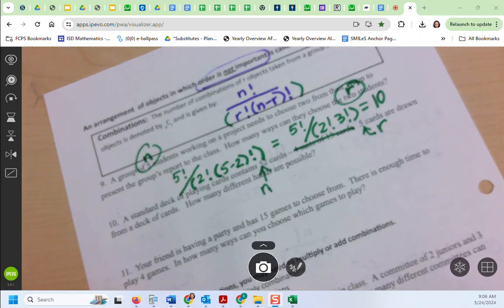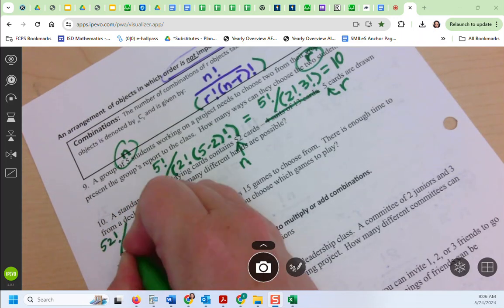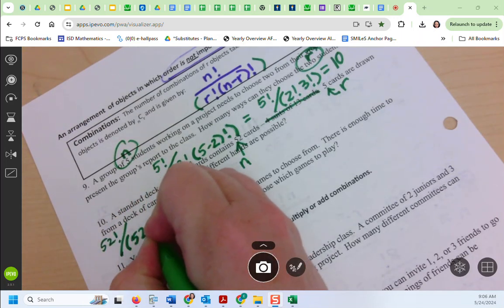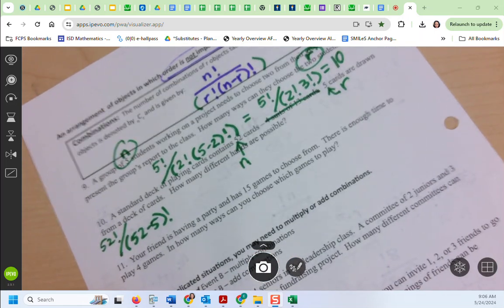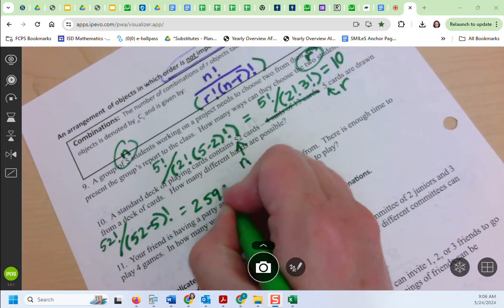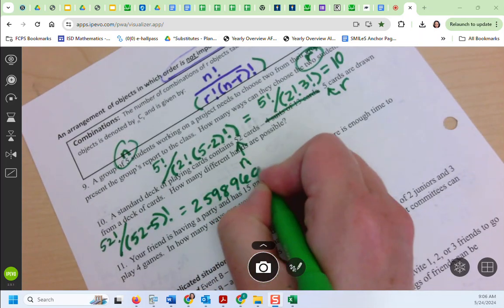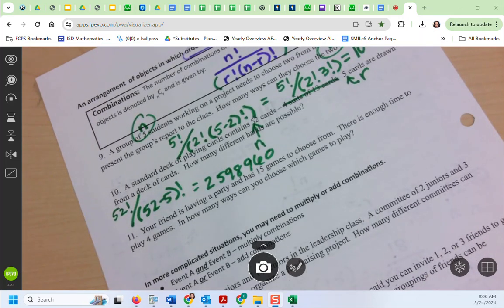Okay, so this would be 52 factorial over 52 minus 5 factorial, which is 47 factorial. You should get 2,598,960. Any questions on that one? All right, and again, there's a shortcut formula on your calculator for combinations as well.